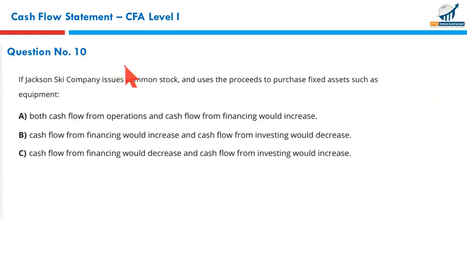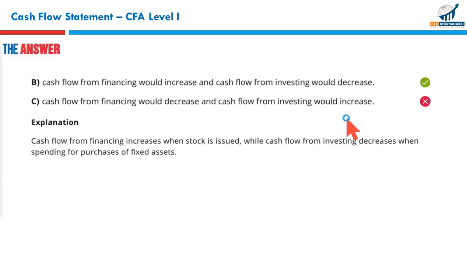Next, if Jackson's Key Company issues common stock and the money is received as a financing inflow, and uses this cash to purchase a fixed asset as an investment outflow, where would we show these? Of course, it's a financing inflow to be shown in the financing section, and we have used this money to purchase fixed assets. It's an investing outflow. So cash flow from financing activities would decrease? No. Cash flow from financing would increase. It's plus. And cash flow from investing would decrease. It's negative. So that makes B the correct option, and B it is.